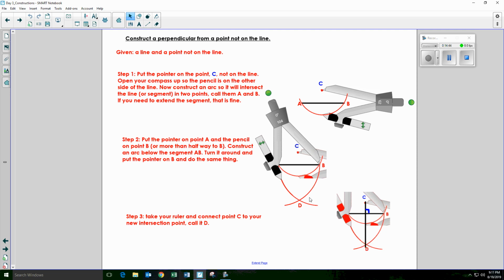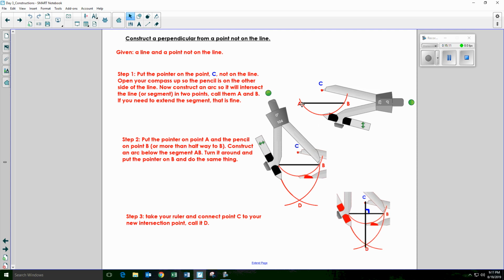Okay, and so now I have another point of intersection D. I'm calling it D because I've already used A, B, and C. And now I just take my ruler and connect C and D together. That's my last step, and that will be at 90 degrees. If you've done it right, it will be 90 degrees right there, and put the perpendicular symbol on it. Okay, that's simple. So you see, each one is like 2, or in this case 3 steps.